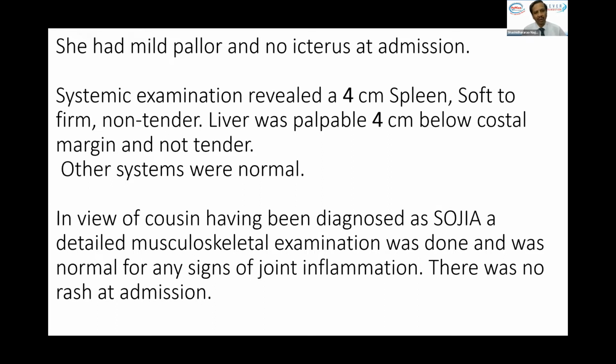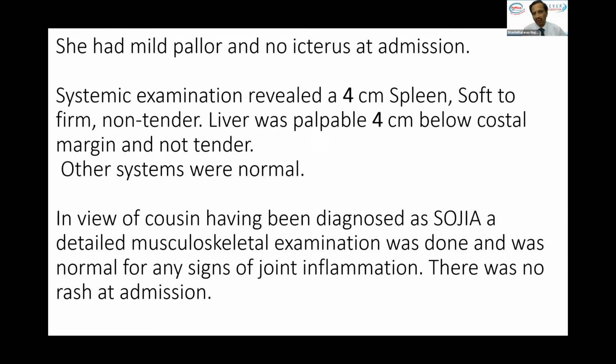Now you have this child who has a 4 centimeter spleen, which is soft to firm, non-tender. Her liver was palpable 4 centimeters below the costal margin and non-tender. The other systems were normal. In view of the cousin having diagnosed Sogia, a detailed musculoskeletal examination was done, which was normal. For any signs of joint inflammation, there were no signs on admission.